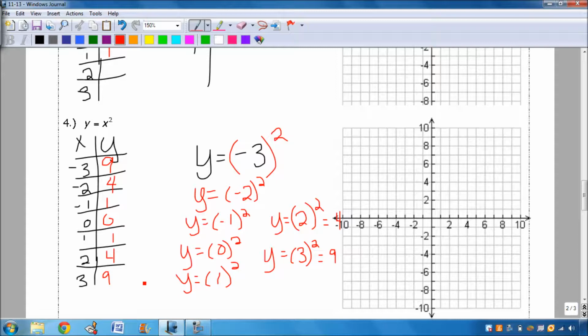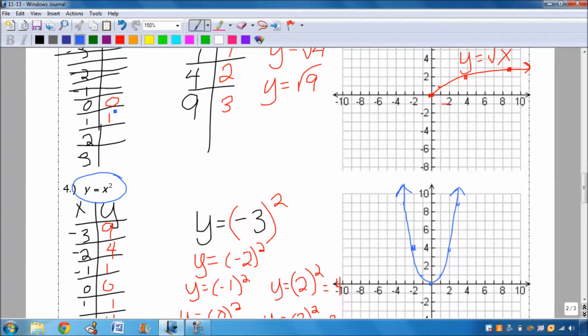So if you look right here, if I were to graph this out, this is what my graph would look like. -3, 9, right here, -2, 4, -1, 1, 0, 0, 1, 1, 2, 4, and 3, 9. Okay, so this is my parent quadratic function, y equals x squared. So everything else that we graphed out in the last unit, every single quadratic function was basically this parent function with some type of transformation done to it. And we're going to talk about how to do that in the next unit.